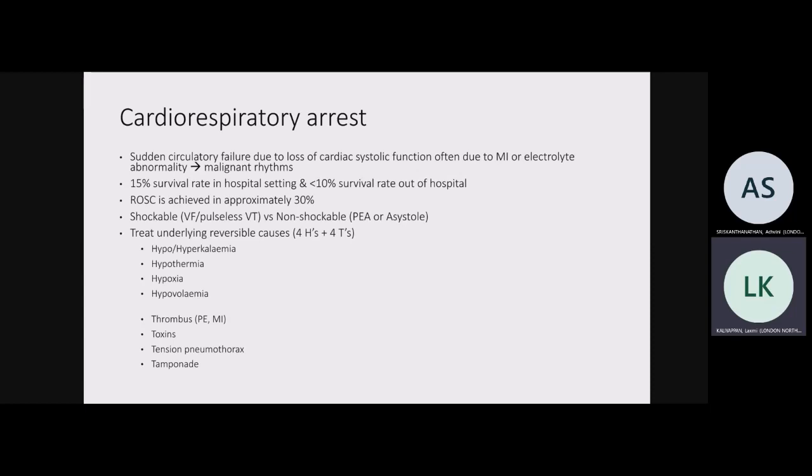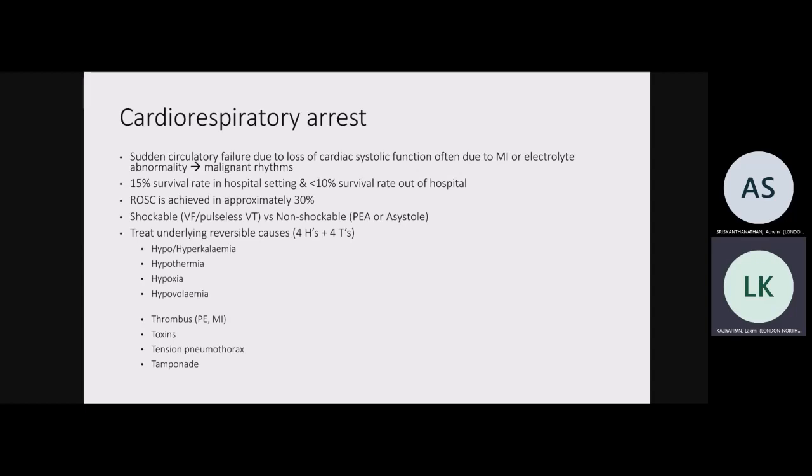The survival rate is surprisingly quite low, 15% in a hospital setting and less than 10% out of hospital, which I would have thought would have been slightly higher in hospital. And ROSC, which is return of spontaneous circulation after CPR, is achieved in approximately 30% of cases. So your two pathways that you need to remember for cardiorespiratory arrest, or good to know where to look for information regarding this, are your shockable and your non-shockable pathways, shockable being your VF-VTs and non-shockable being your pulseless electrical activity and asystole.